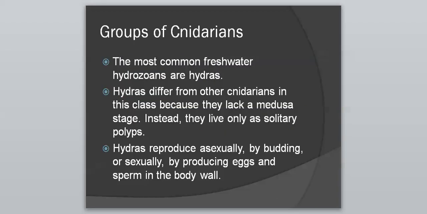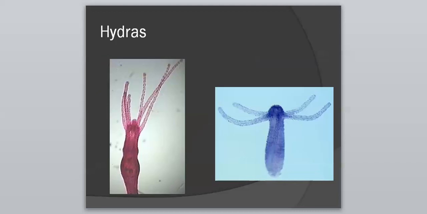The most common freshwater hydrozoans are what are called hydras, and they differ from other Cnidarians in this class because they lack a medusa stage. Instead, they live only as solitary polyps, so they never have that jellyfish-looking stage. They're attached to a single point, and they can reproduce in two ways: asexually by budding, or sexually by producing eggs and sperm in the body wall. Here is what a hydra looks like. It looks like that picture of the polyp that we drew in class. Not too much different there.